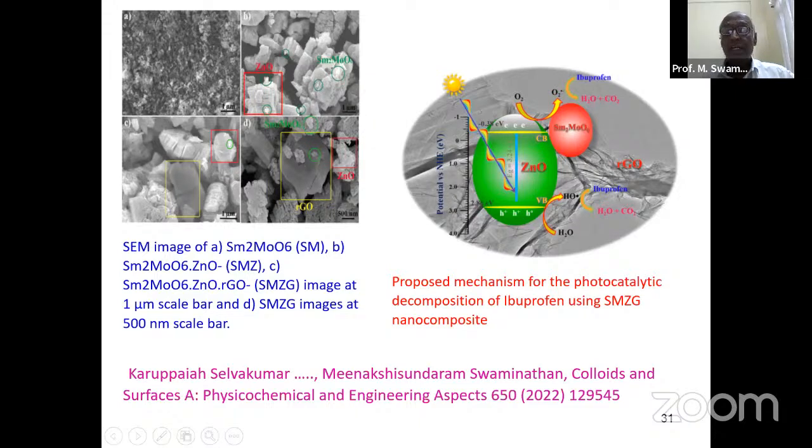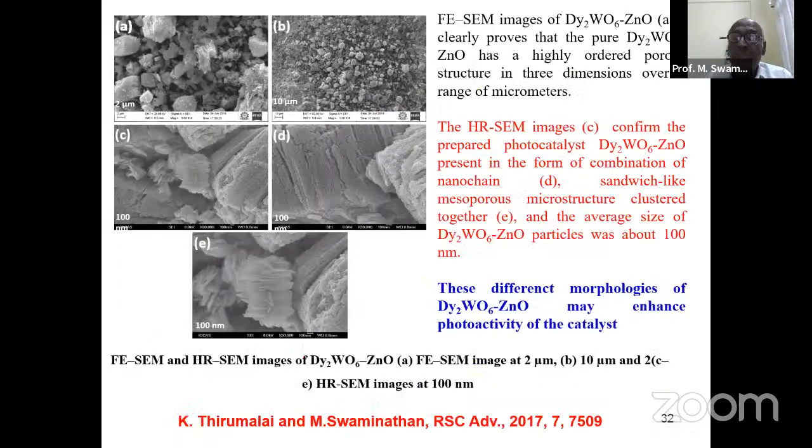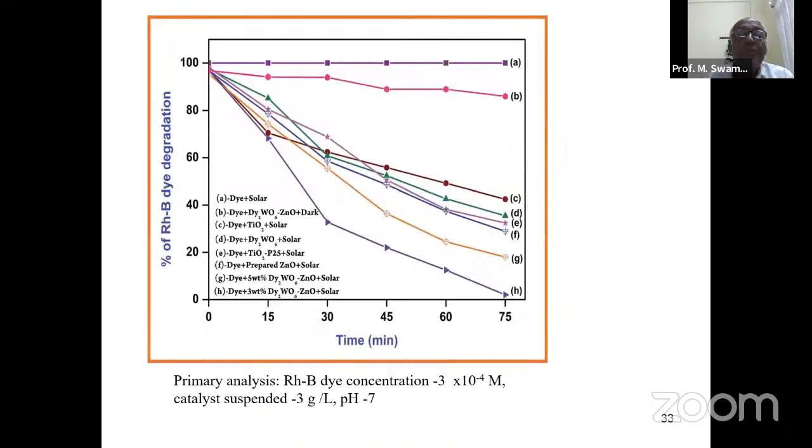And this is again dysprosium tungstate zinc oxide, and this is also a very good photocatalyst, and it has different structures, very good morphology. That is a combination of sandwich mesoporous microstructures clustered together, and this is also very useful in the degradation of toxic chemicals. So the degradation is shown here. Only the rhodamine B degradation is shown here. You can see that this is very highly efficient when compared to the other catalysts.